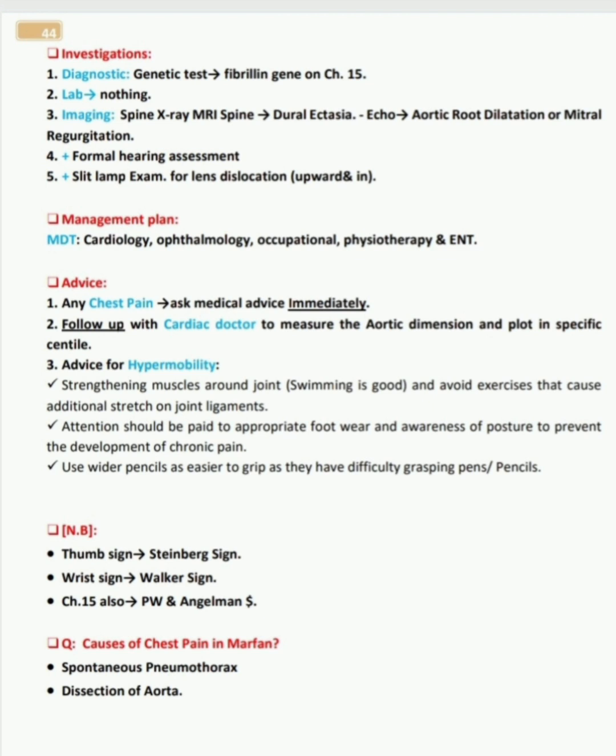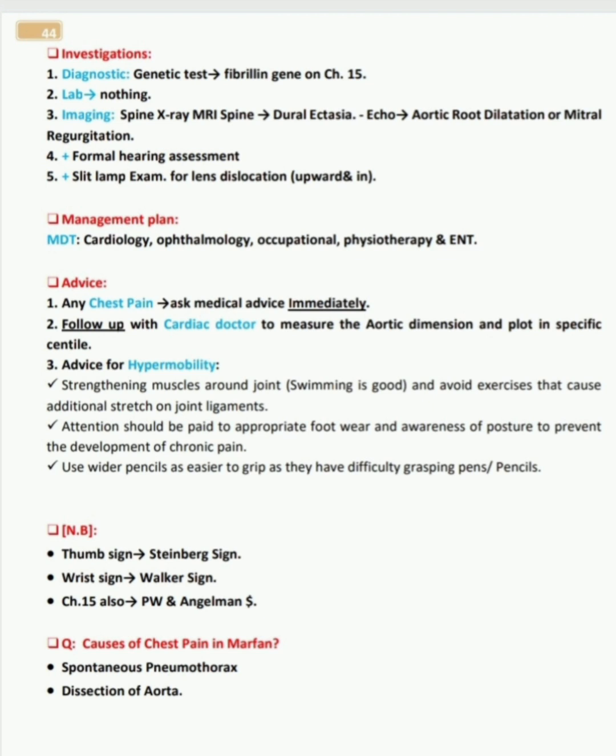Number 3, advice for hypermobility. These are strengthening muscles around joints. Swimming is good and avoid exercise that causes additional stretch on joints and ligaments. Attention should be paid to appropriate footwear and awareness of posture to prevent the development of chronic pain. And use wider pencils as they are easier to grip, as they have difficulty grasping pens or pencils.